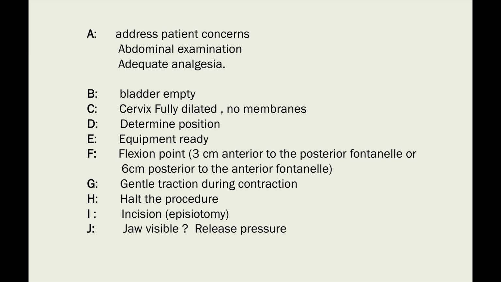So usually we do this instrumental delivery in the room or in theater. If we are going to do it inside the labor room, we need to take a verbal consent, and if we are going to do it in theater, we need to take a written informed consent. Okay? And then, because we are putting extra things inside the vagina, we need to ensure that the patient is fully comfortable and having adequate analgesia.